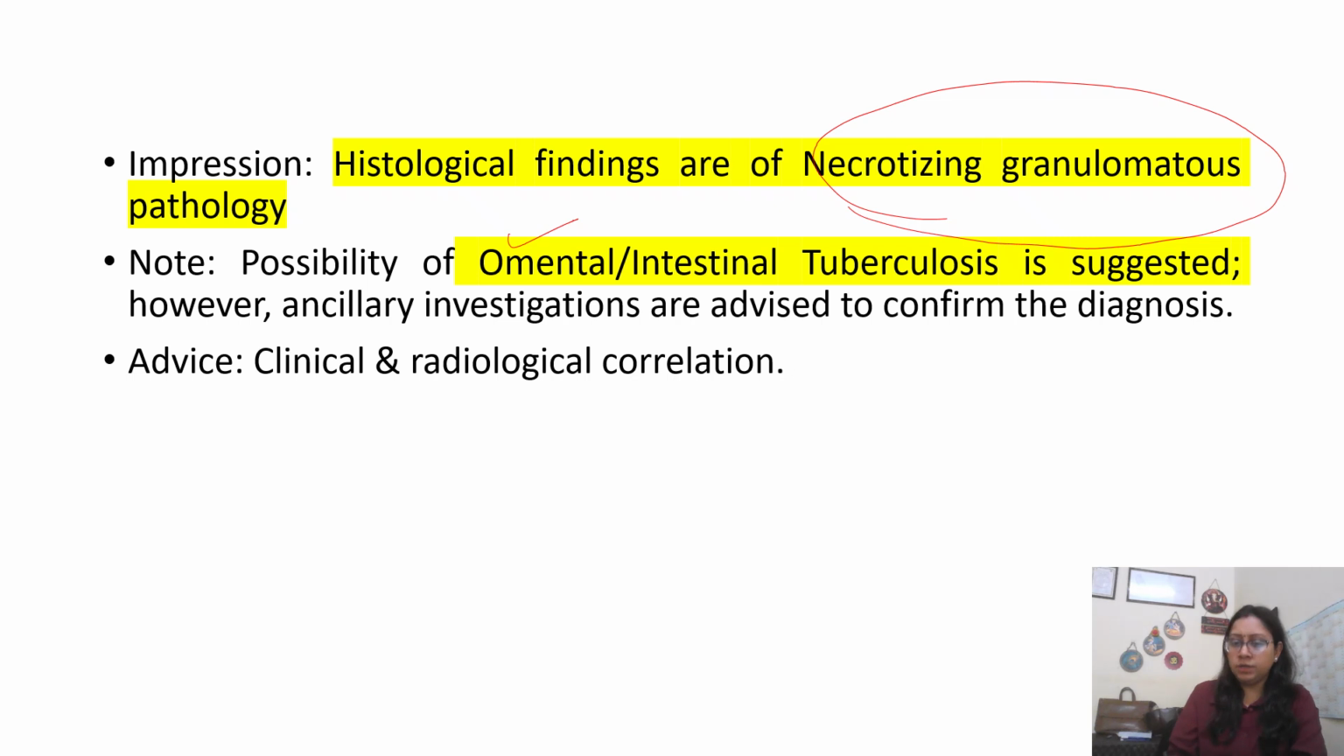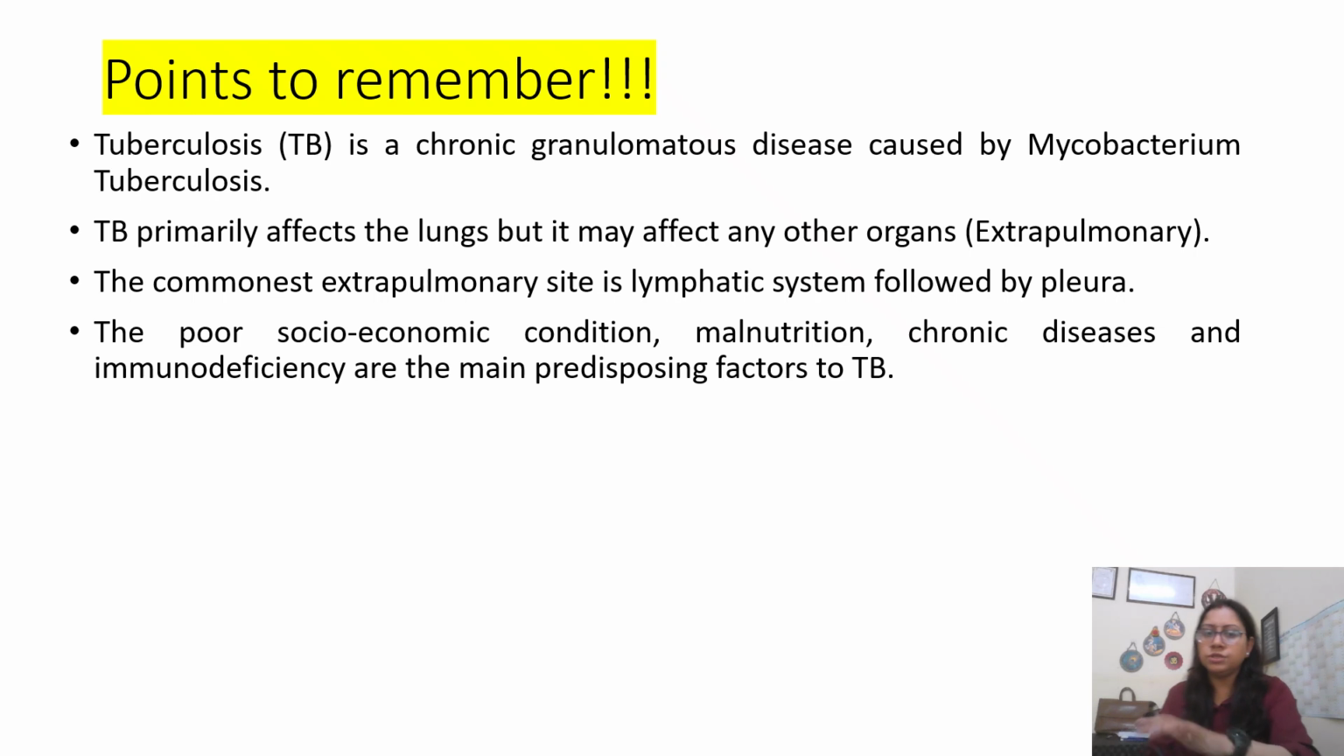So the impression we can give here is necrotizing granulomatous pathology. Possibility of omental or intestinal tuberculosis is suggested. We still need ancillary tests, like GeneXpert, and the AFB stain that we did came out positive. All those ancillary investigations are required to label it as omental or intestinal tuberculosis, along with clinical and radiological correlation.